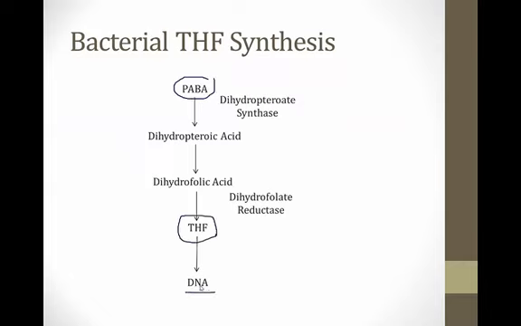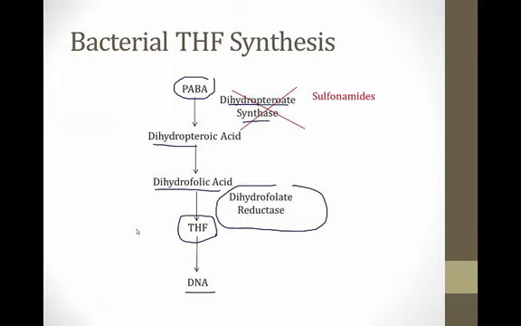So here's a slide showing how bacteria convert PABA into tetrahydrofolate to use for the synthesis of DNA. The first step involves an enzyme called dihydropteroate synthase, which converts PABA into dihydropteroic acid. That is then converted into dihydrofolic acid, which is converted by bacterial dihydrofolate reductase into tetrahydrofolate. So sulfonamides block this first step. They are competitive inhibitors of dihydropteroate synthase because they mimic the structure of PABA. There's a related antibiotic called trimethoprim, which is often given together with sulfonamides, and it blocks the bacterial dihydrofolate reductase.